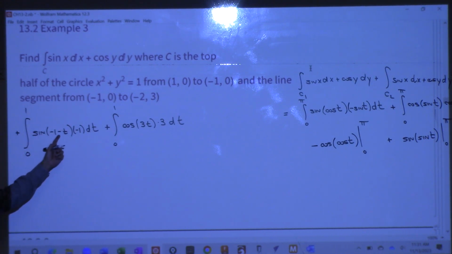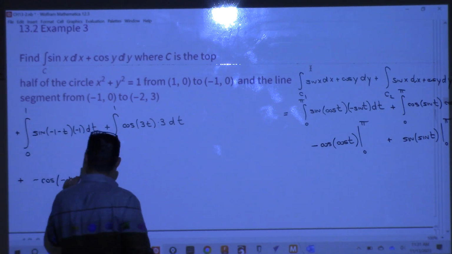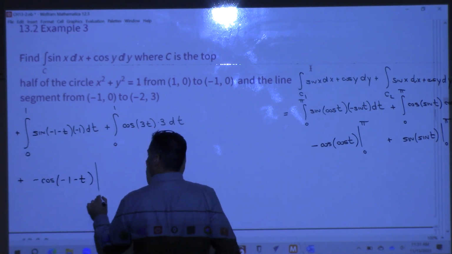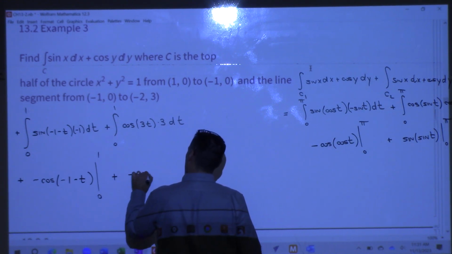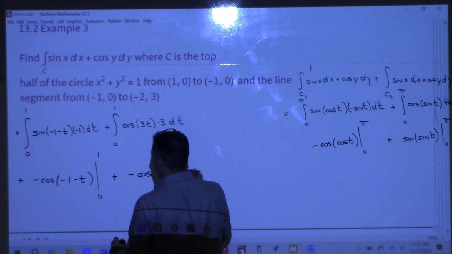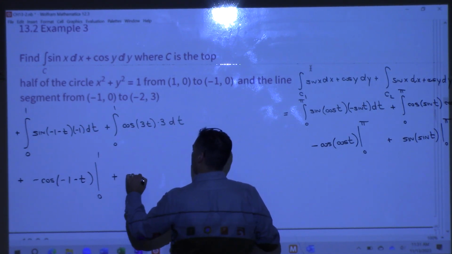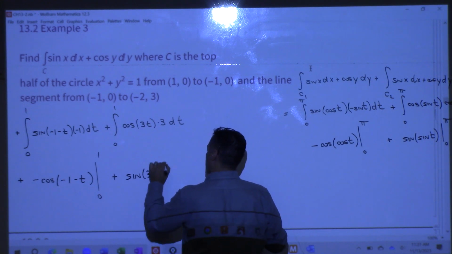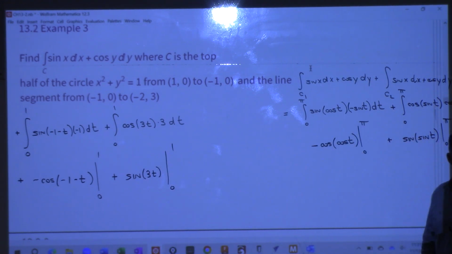Because this is our basic u sub, u, and then, okay, so this would be negative cosine of negative 1 minus t, evaluated from 0 to 1, and then plus, this one is sine of 3t, evaluated from 0 to 1. And then we can just plug in and get all these answers.